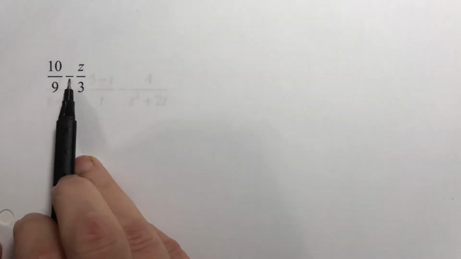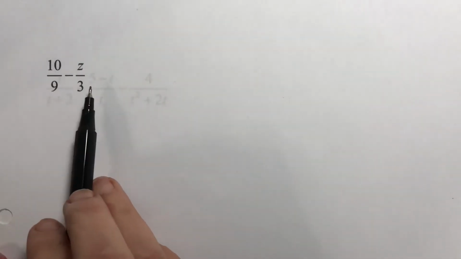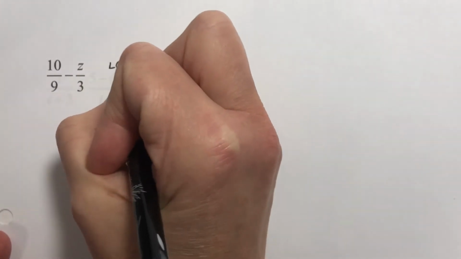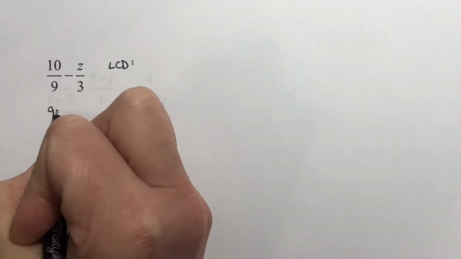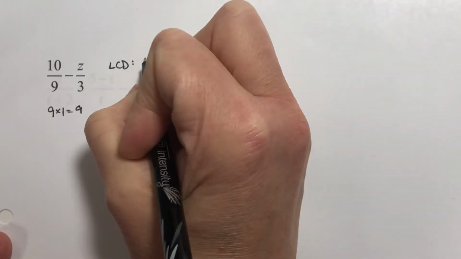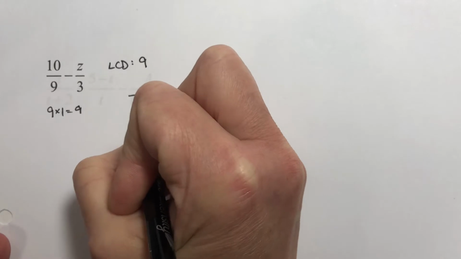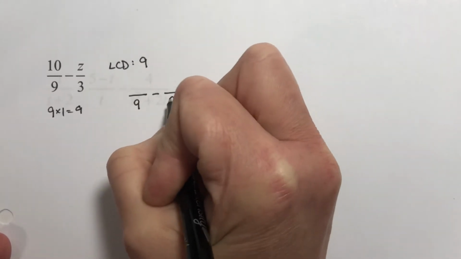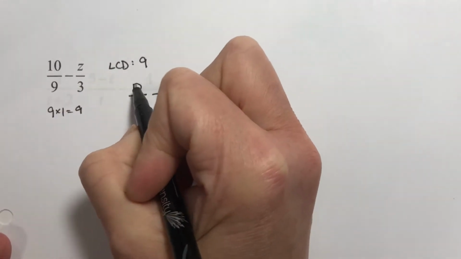Okay, so let's try this problem: 10 over 9 minus z over 3. What we want to do is find our LCD, which would be, start off with the largest, which is 9. 9 times 1. 3 does divide into 9, so my LCD is 9. So I need to rewrite this as something over 9 minus something over 9. Well, that already is a 9, so the 10 doesn't change either.